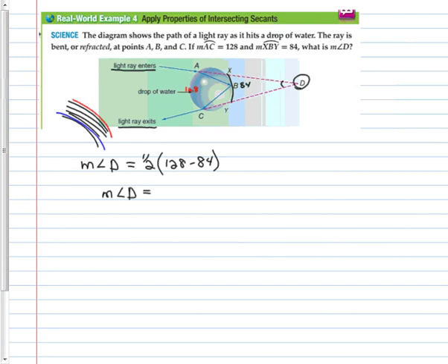Anna is not allowed to answer this question. What's the measure of angle D? Thank you very much for your participation. Without you this morning, I wouldn't have gotten many answers. But now we're going to have some others help us.